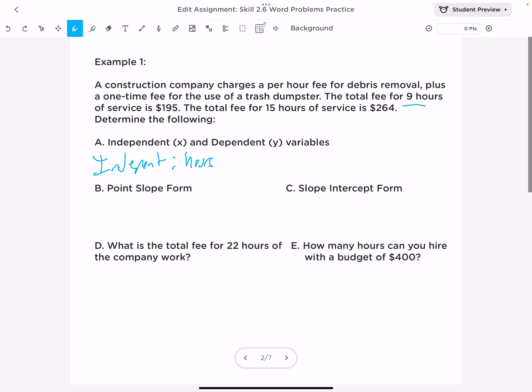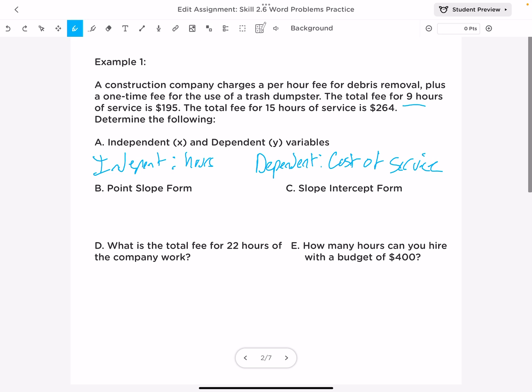We're gonna base our fee off the number of hours we need that to work, which means our dependent variable is going to be the fee or the cost of the service. So I would say cost of the service. You could also say fee, lots of words, but it's the amount of money we have to pay to use this service. All right, next it asks for point slope form.